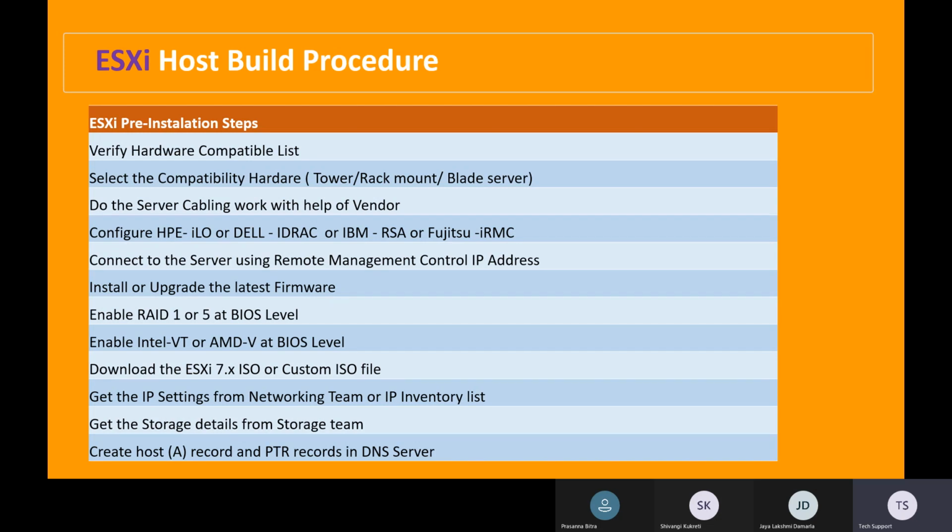In the same way, in today's session we are going to discuss the ESXi host build procedure. Before installing the ESXi box, first we should understand the pre-installation steps. Normally in a real-time scenario, we have to verify the hardware compatibility list. Suppose your customer is new to VMware ESXi products, the customer may ask you, as a VMware administrator, to verify the hardware compatibility list and provide the list of servers that are compatible to install ESXi 7.0.